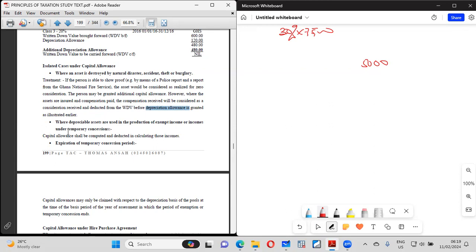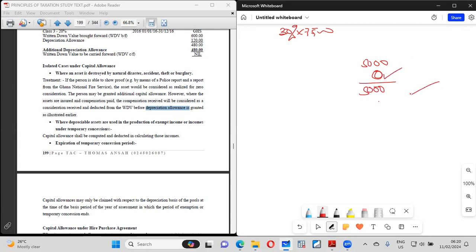Okay, so what do we mean by that? So this one, if it is disposed of via theft or burglary or a disaster, we said that you have sold it and it means that the consideration you receive is zero.